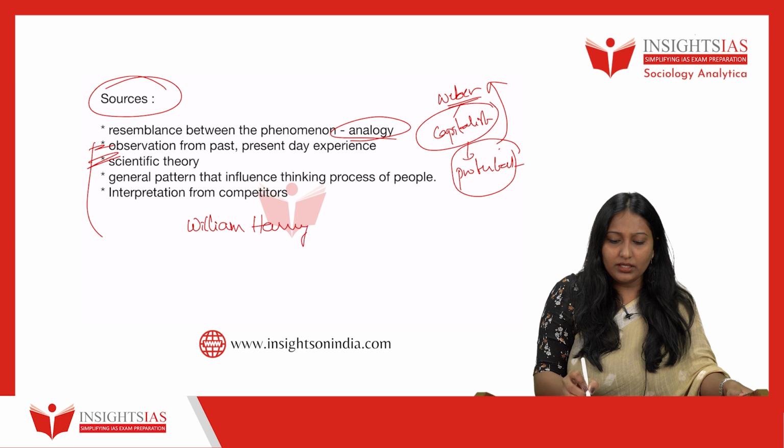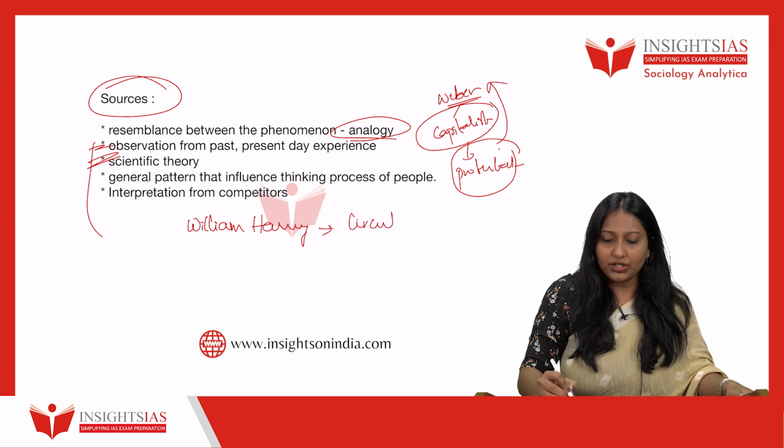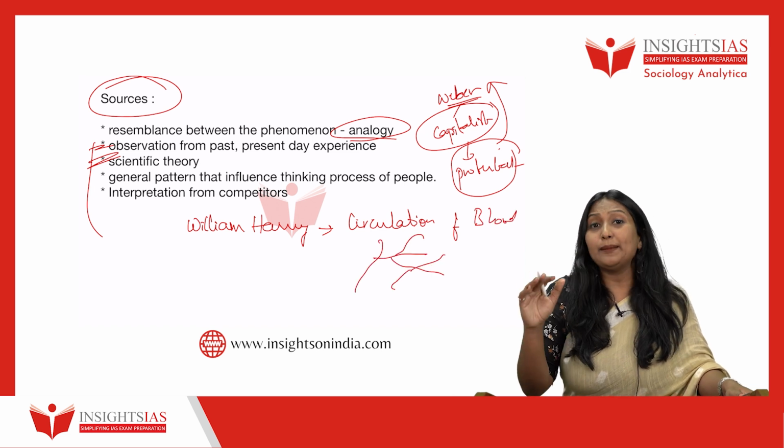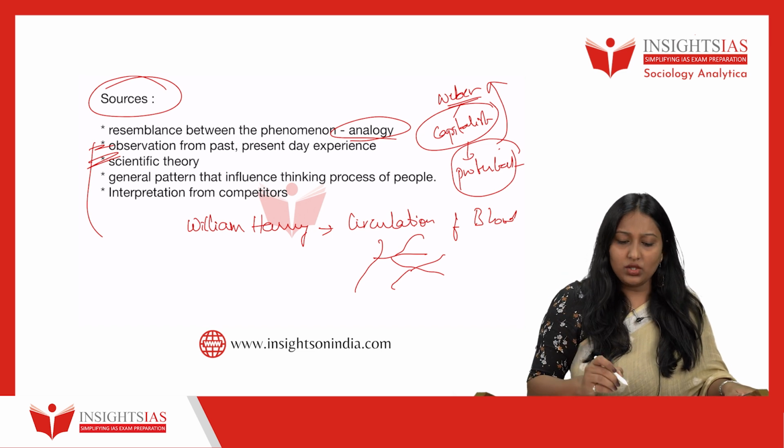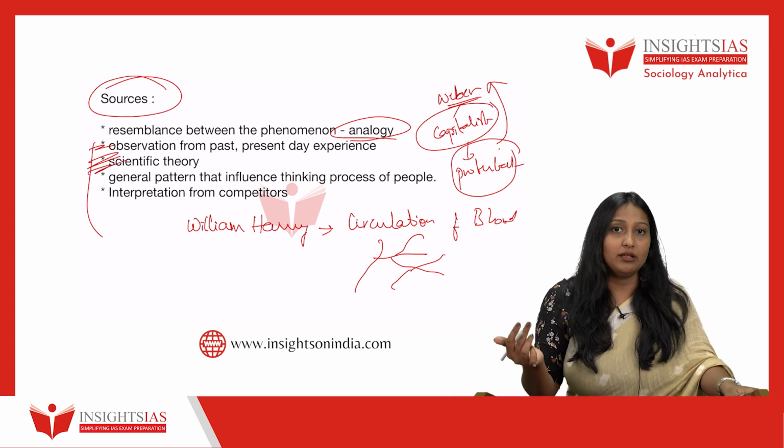So what did he do? He talked about circulation of blood. That is how the blood veins are interdependent and interconnected with each other. So this was a scientific theory given by William Harvey.